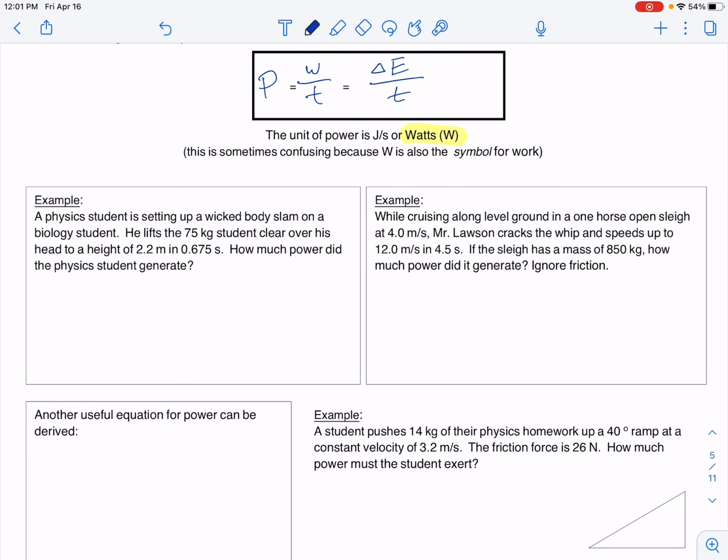So a few example problems here. You can pause the video to go ahead and solve those. I'm just going to go straight through and solve them. So pause and then unpause when you've gone through these problems.